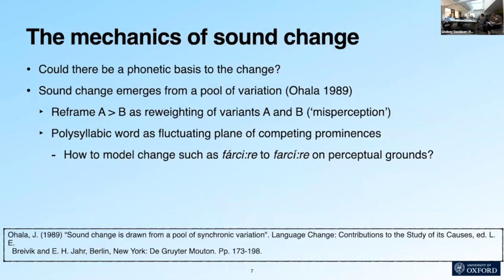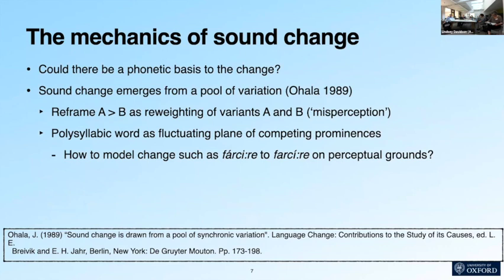But what I'm interested in is how we actually get from A to B, and whether there could be a sort of phonetic basis to the change. And this is because in the 1980s, the late John Ohala really made an impact on this field by suggesting that sound change emerges from a pool of variation.